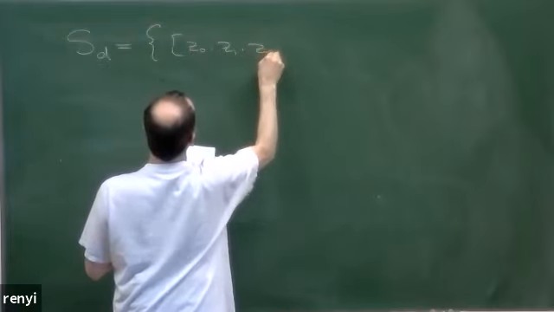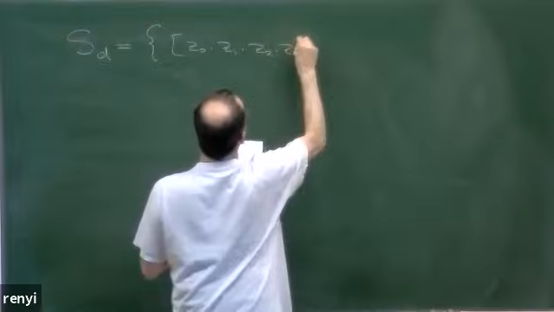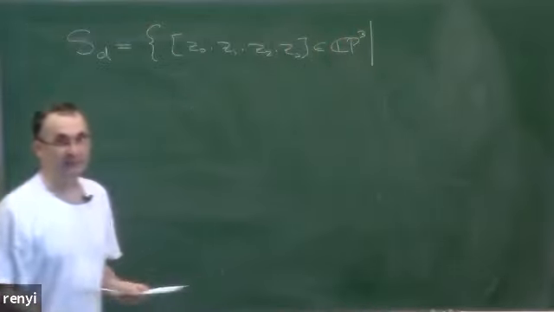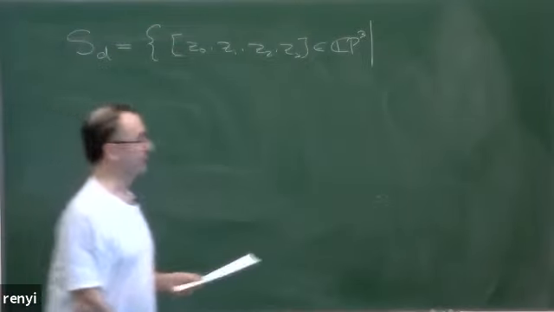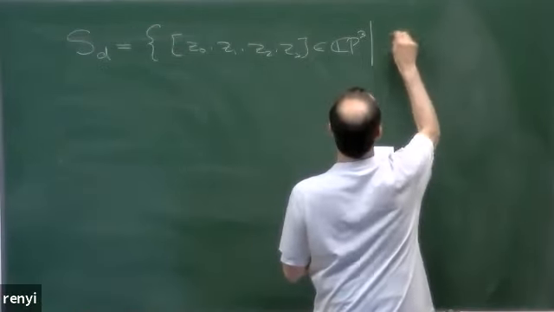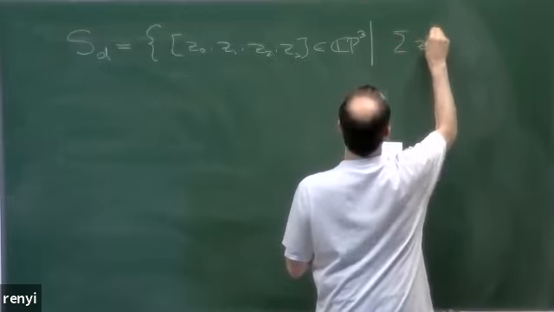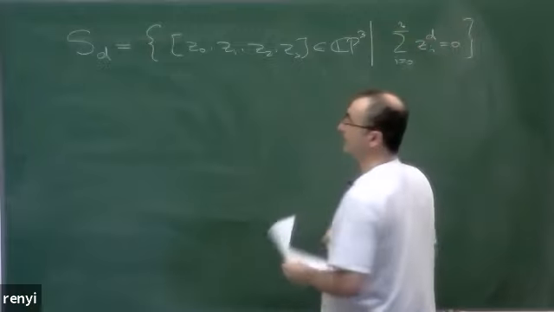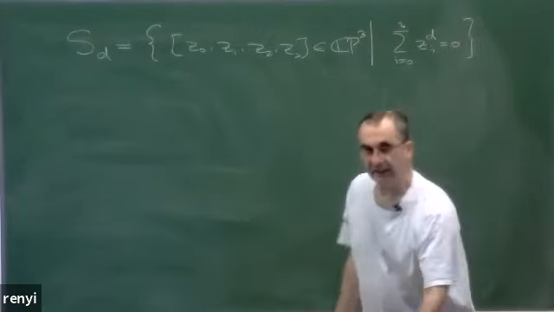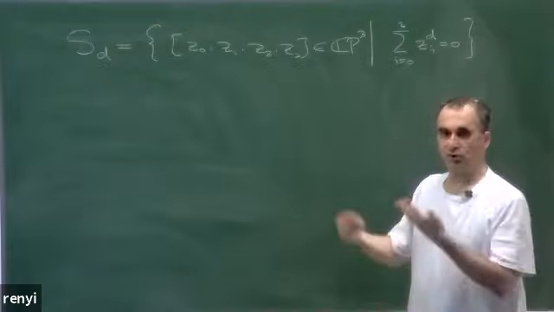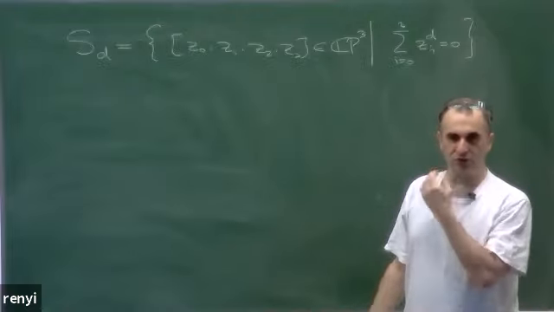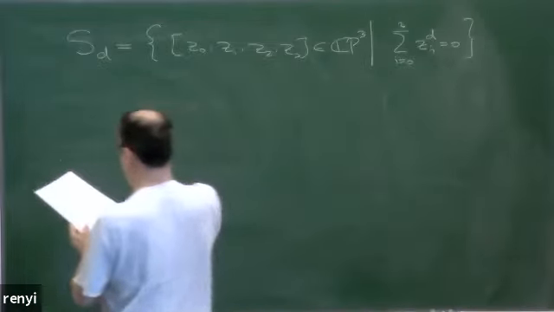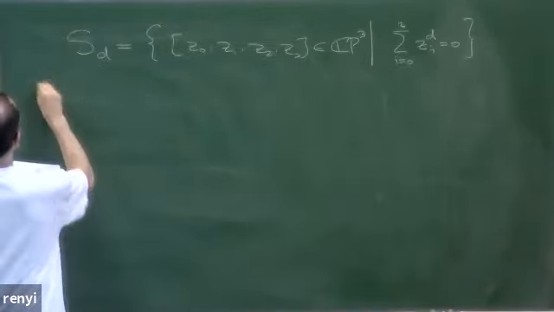So we take homogeneous coordinates in CP3, and we take homogeneous degree D equations. For example, I just take Zi to the D, where i goes from 0 to 3. It needs a little bit of thinking that what we get is a smooth submanifold of complex dimension 2, real dimension 4. Here is a little proposition.